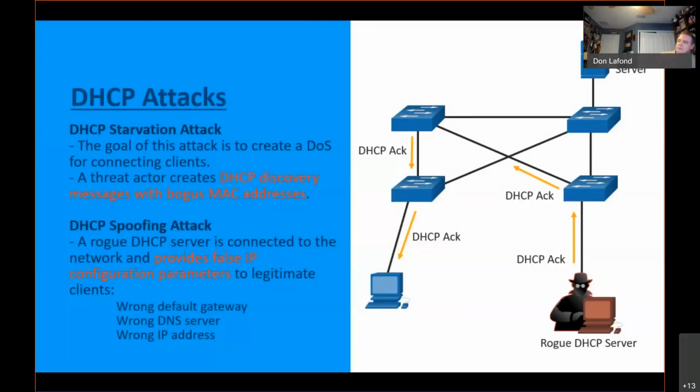And when your clients use the whole DORA process and they broadcast out for a discover, and then there's the offer, the request, but then your rogue DHCP server finishes the conversation with the client with an acknowledgement providing wrong default gateway info, incorrect DNS servers, as well as even wrong IP addresses for the clients to use. Effectively, your legitimate clients cannot communicate on the network. So we have to prevent this by using safeguards and implementations for security.